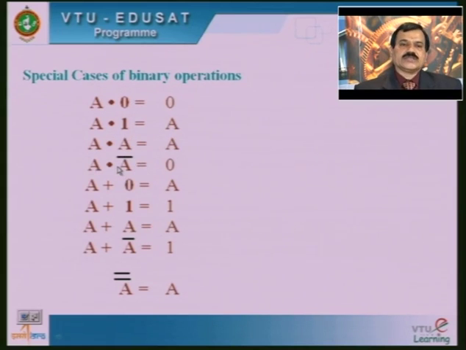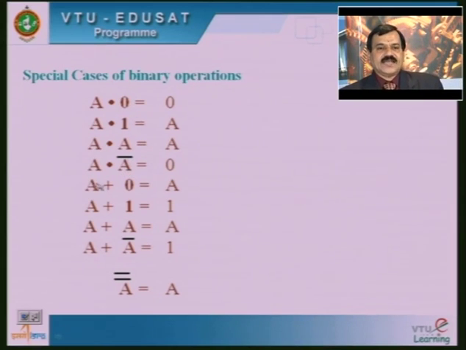Next, A multiplied with the complement of A. In this special case, if A attains the value 1, then automatically the complement of that 1 is equal to 0. If A is 0, the complement becomes 1. So whatever value is assigned to A, one of these two values is going to be 0. Hence A dot A complement is always equal to 0.